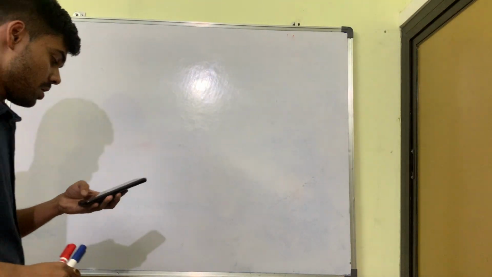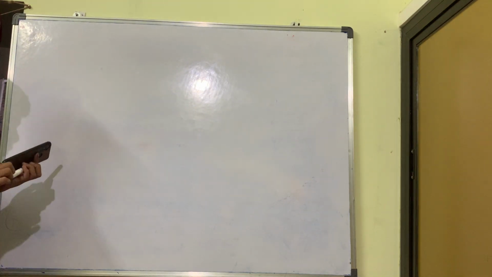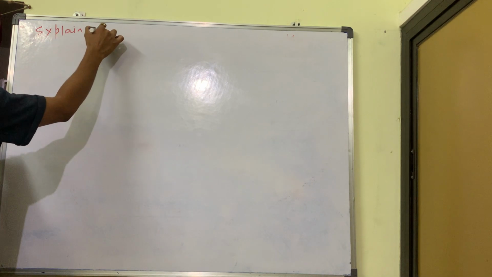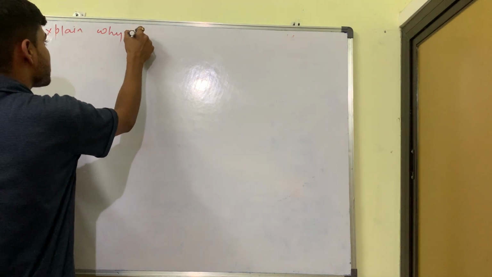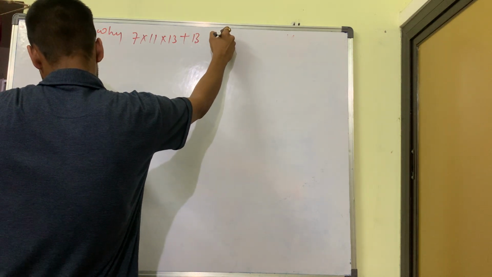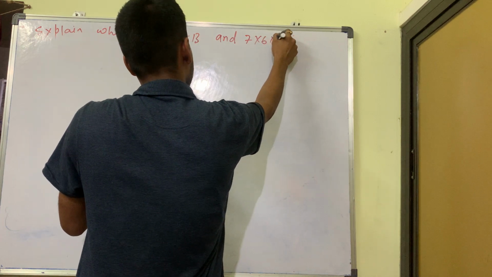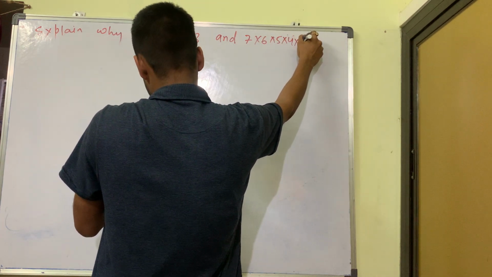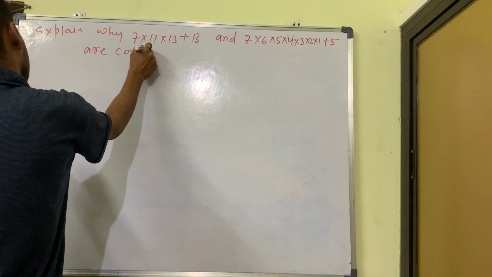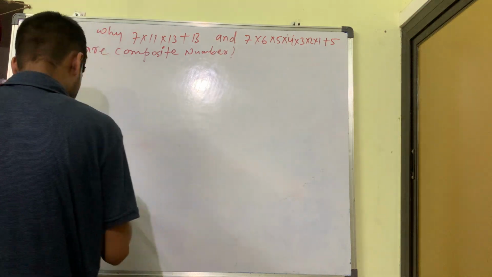Next question, बच्चा. Very good. This question is also good. Important question. Explain why 7 into 11 into 13 plus 13, and 7 into 6 into 5 into 4 into 3 into 2 into 1 plus 5 are composite numbers. That you have to explain.